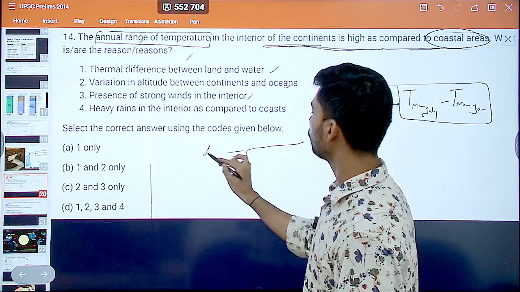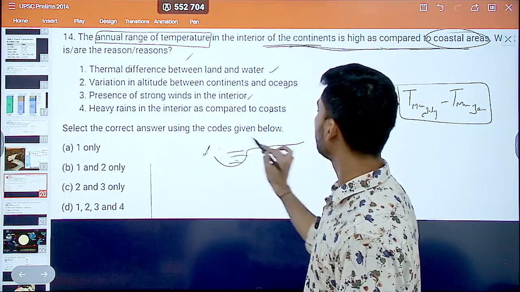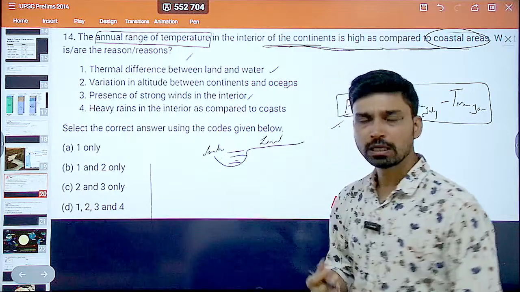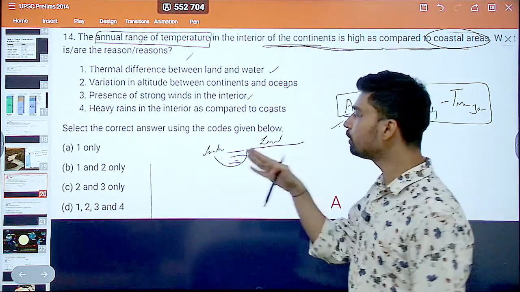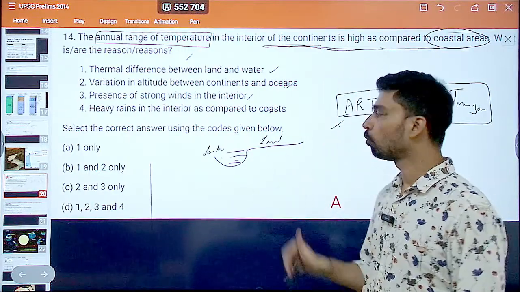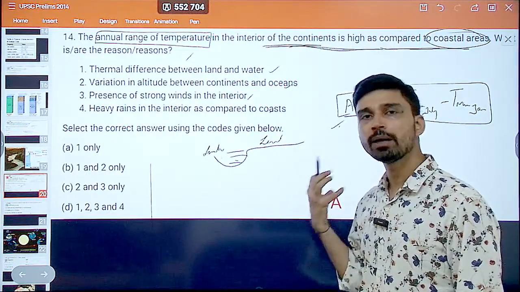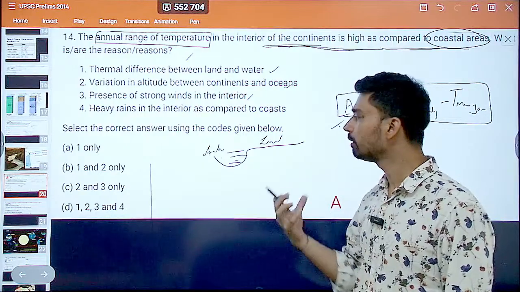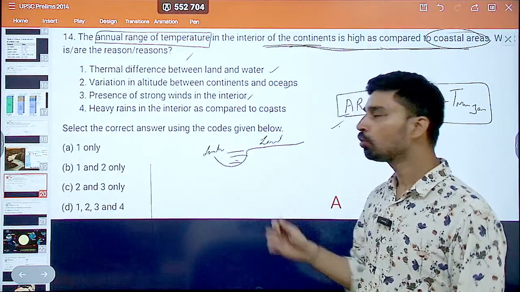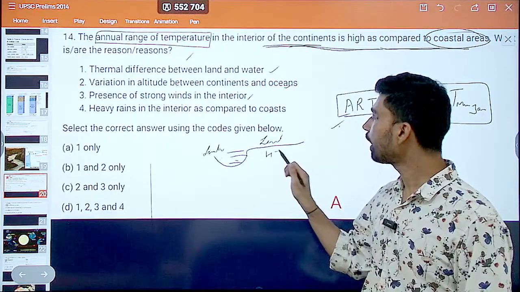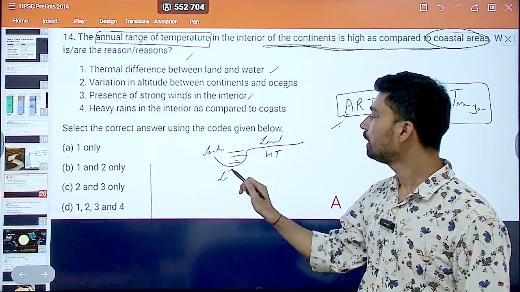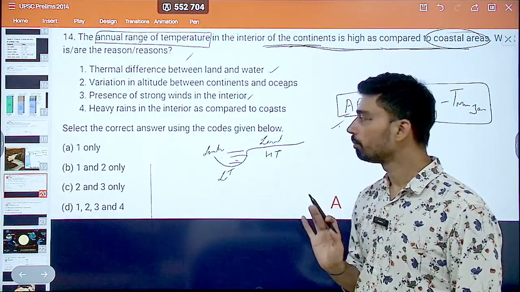This surface is your water surface, and this surface is your land surface. Now, the same amount of energy is being incident on both water and land surface. Water will heat up at a slower rate and land will heat up at a faster rate. That means by causing the same amount of energy to be incident on both surfaces, land will have a high temperature, and water will have a relatively low temperature.